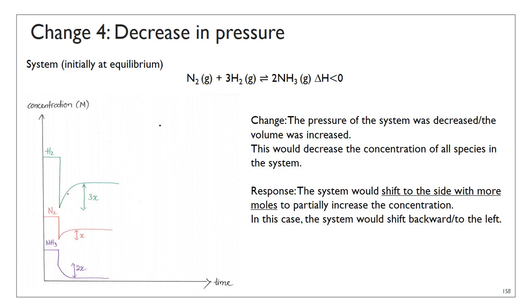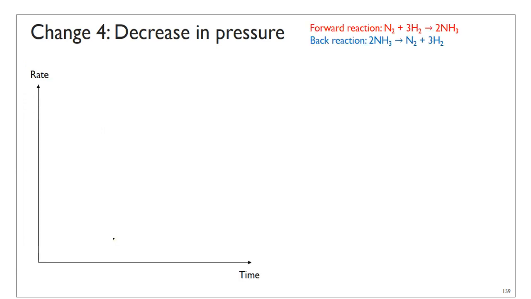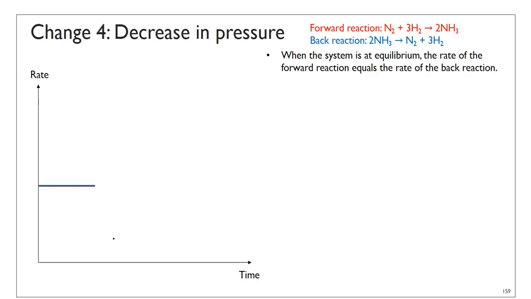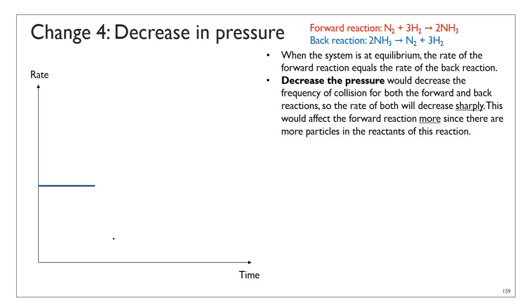So if I decrease the pressure, the system will go to the side with more particles if we use Le Chatelier's principle, and this is the concentration and time graph for that. So if I plot a rate over time graph, once again, we start at equilibrium. So if you decrease the pressure, that is going to decrease the frequency of collision for both the forward and back reactions. So both forward and back reactions will experience a decrease in the rate of reaction.